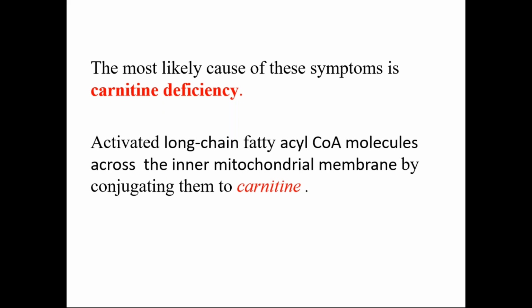So carnitine is required in beta oxidation of fatty acid, right? Carnitine is required for the transportation of activated long chain fatty acyl CoA molecule across the inner mitochondrial membrane, because the long chain fatty acyl CoA cannot go inside the mitochondrial membrane for beta oxidation. So carnitine helps in the transportation of long chain fatty acyl CoA, which is required for the beta oxidation of the fatty acid.